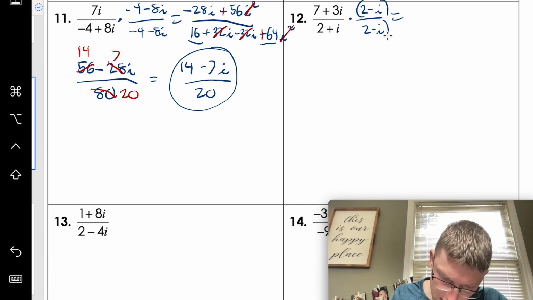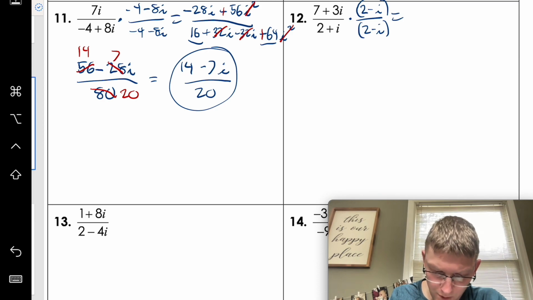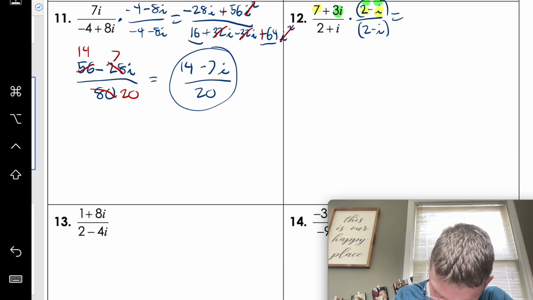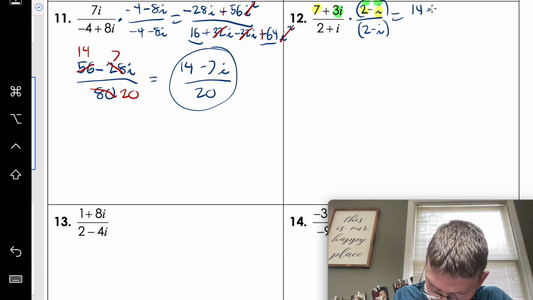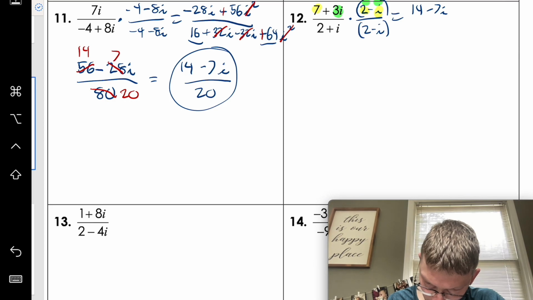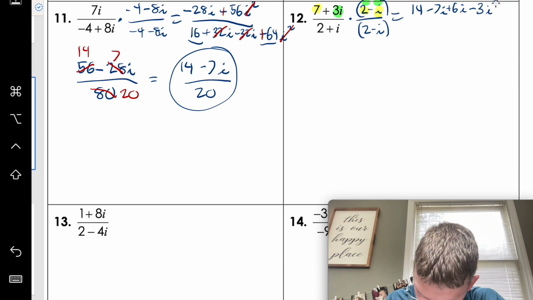So the only difference here is that we're going to have to FOIL this top one. So we've got 7 times 2, and then 7 times negative i, and then 3i times 2, and then 3i times negative i. So here we go. 7 times 2 is 14. 7 times negative i is negative 7i. 3i times 2 is 6i. There should be a plus there. 3i times i is negative 3i squared.